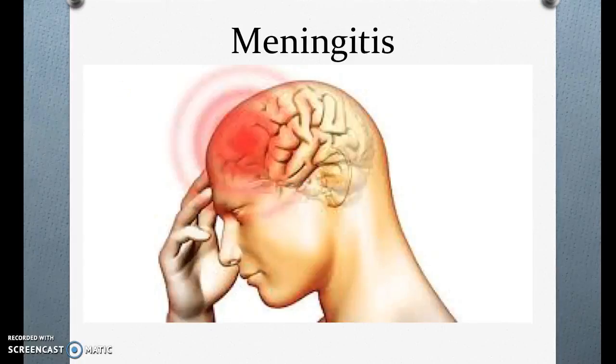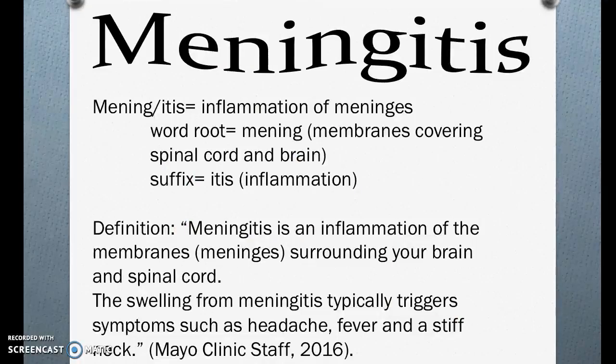Next, I'll be talking about meningitis. Meningitis is the inflammation of the meninges. There's a word root and a suffix. Definition: meningitis is an inflammation of the membranes, also known as the meninges, that are surrounding your brain and spinal cord. The swelling from meningitis typically triggers symptoms such as a headache, a fever, and a stiff neck.